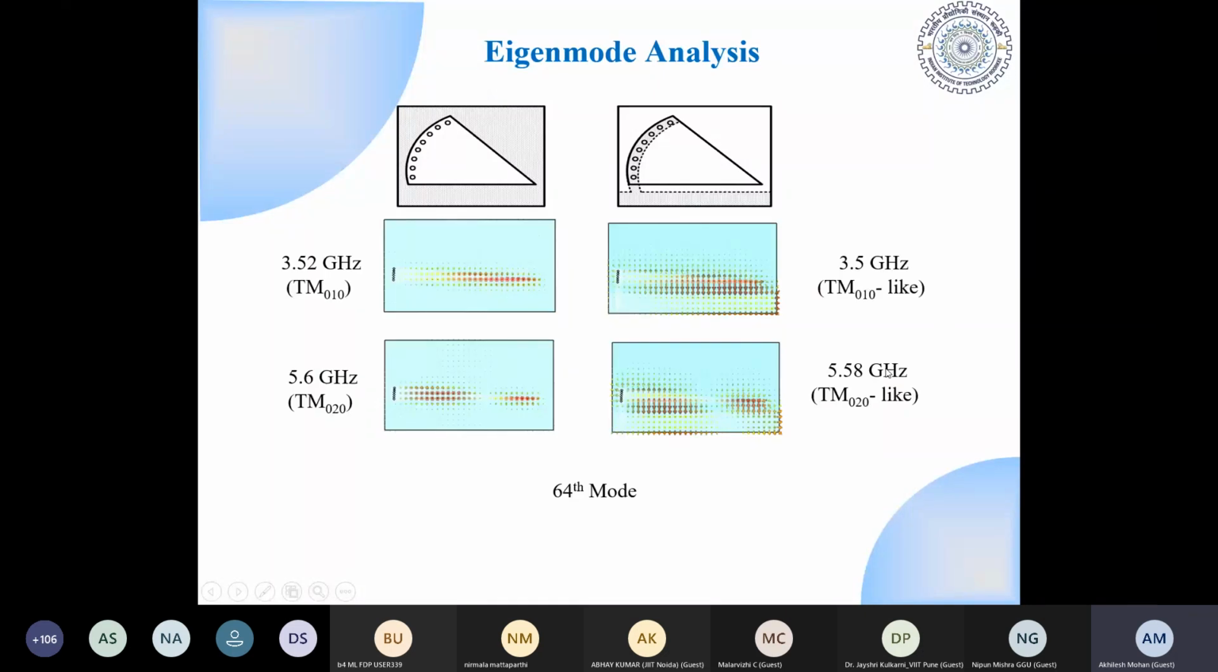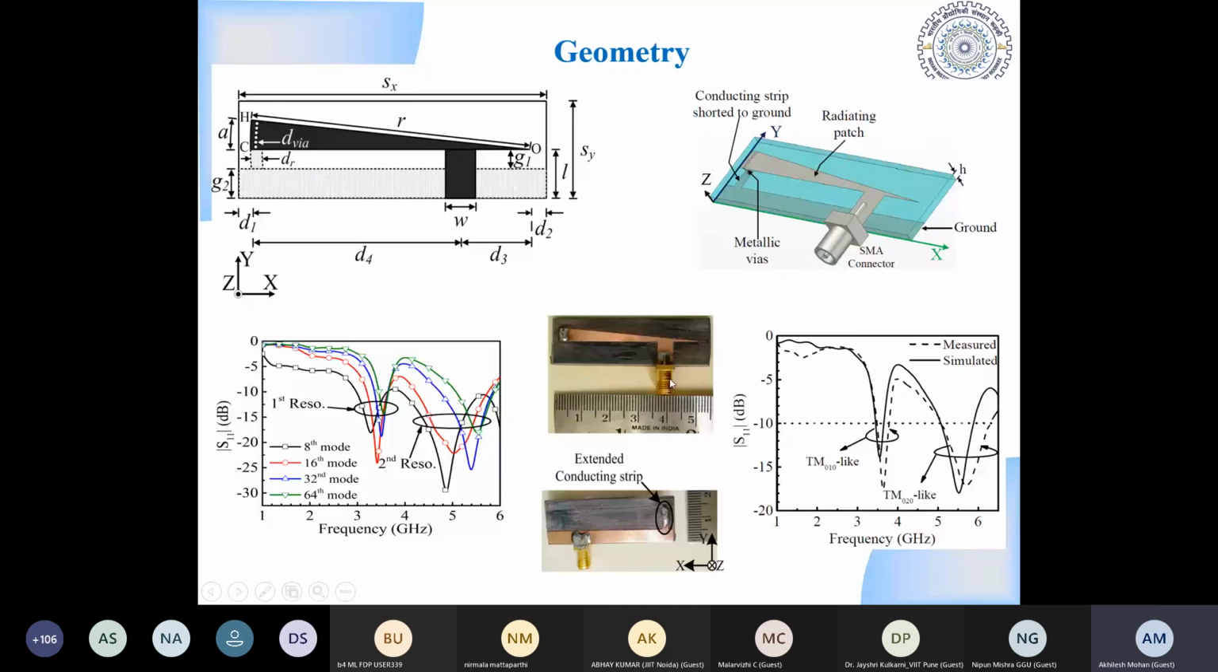Now, as I told you, we have to excite at the location where the fields are non-zero. So we connect a feed line here. If you connect a feed line here, both the modes will be excited. So we will have radiation for the TM0 first mode and second mode. So it will have a radiation pattern.